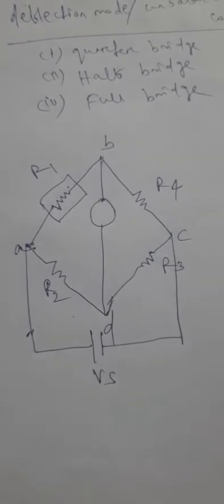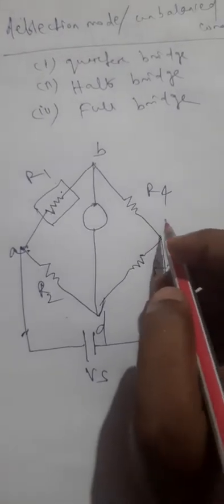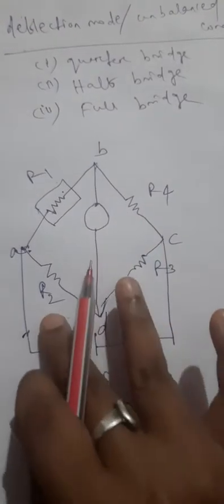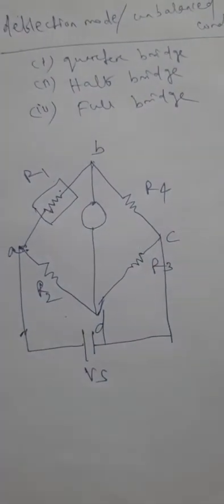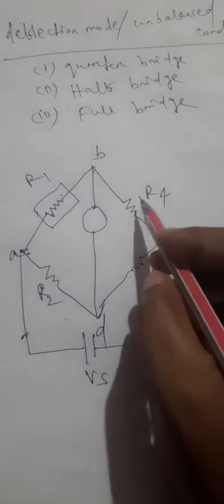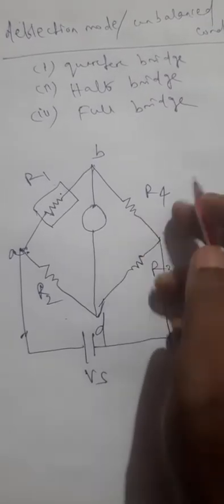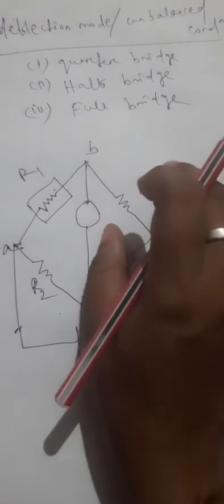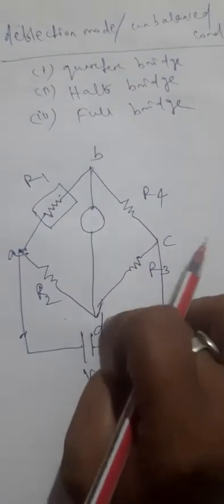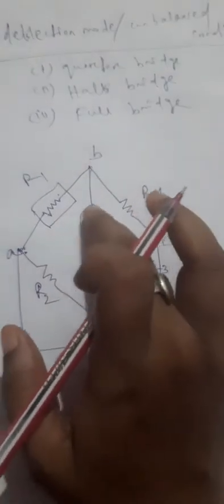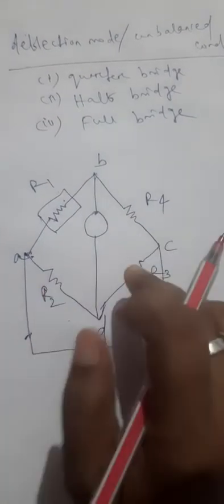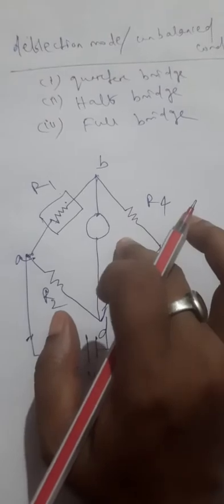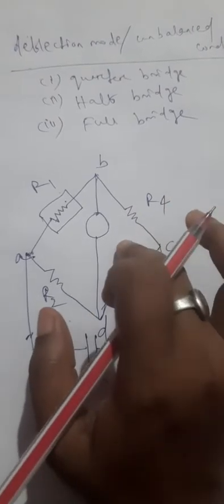In the unbalanced condition, we use all the resistors as fixed resistors. In the balanced condition, we used a variable resistor here. This variable resistor was changing its resistance so that the voltage difference across B and D is 0, so that the galvanometer will show a 0 reading. But in the unbalanced condition, instead of a variable resistor, we use a fixed resistor.